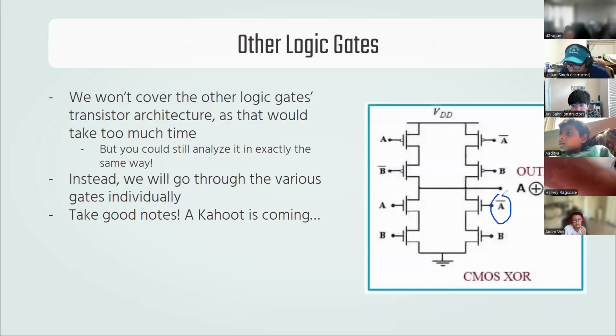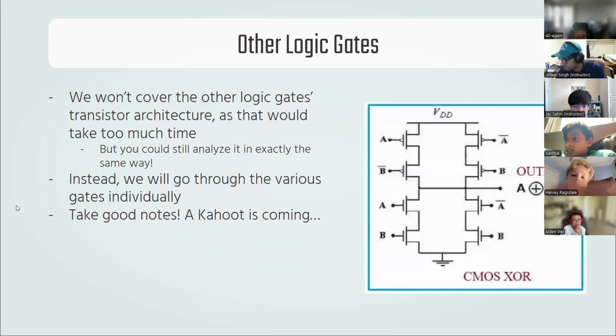You can see, and some of these are actually inverted. So XOR needs about 12 transistors to implement. It's a lot more complicated than the NAND. So we're not going to talk about the transistor architecture, but remember, these logic gates are still made of transistors.